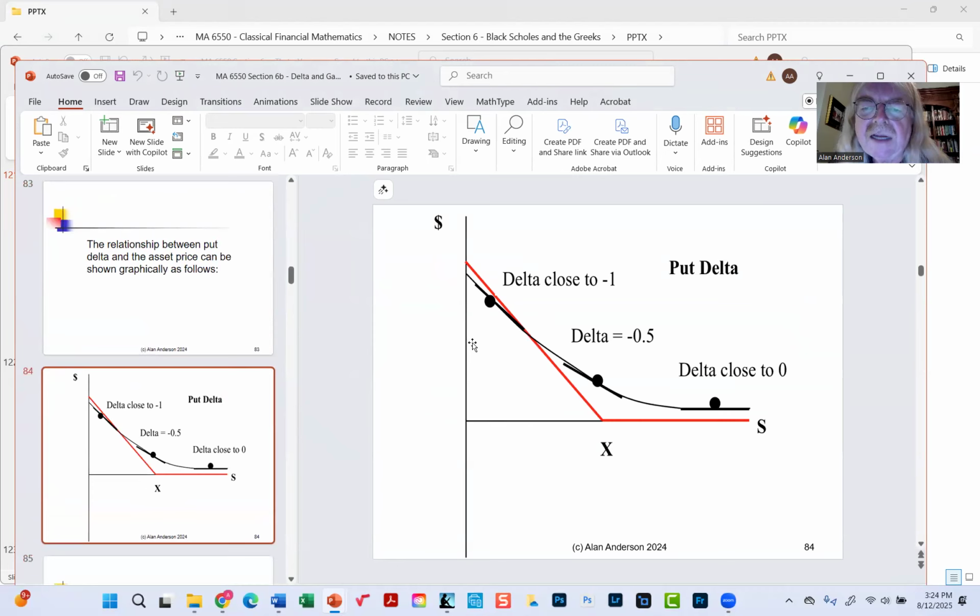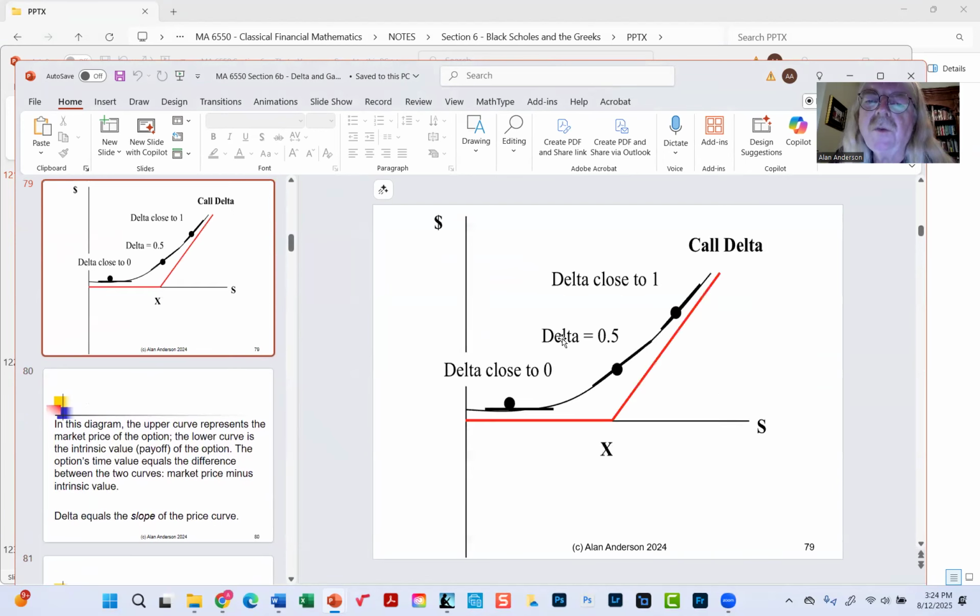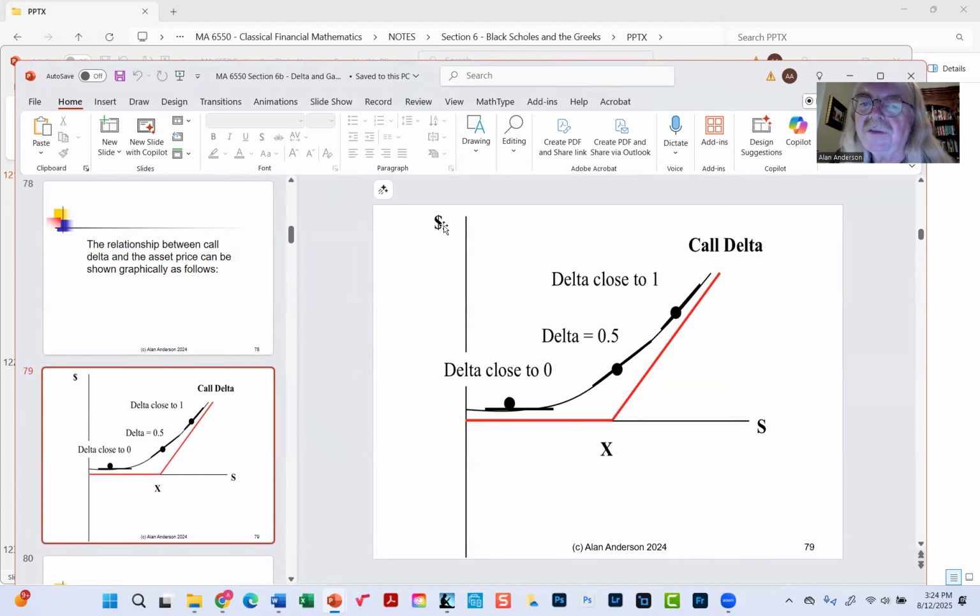The graph that we were looking at actually shows us how the delta is calculated. In other words, it's the slope of the market price curve. Notice that we have dollars on the vertical axis, and S is the spot price of the asset. The red line is the payoff to the call option. The black curve is the market price at any time prior to the maturity date. It's a little bit smoother. It's not a piecewise continuous function with two different slopes. It's a smooth continuous curve. The delta, or slope, starts at zero, and as S increases, it gradually increases and gets very close to one.